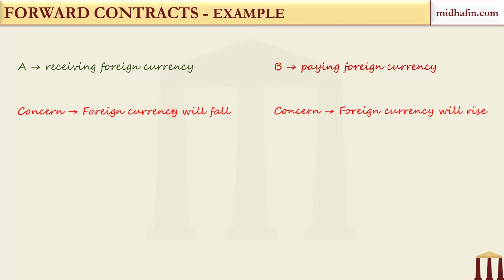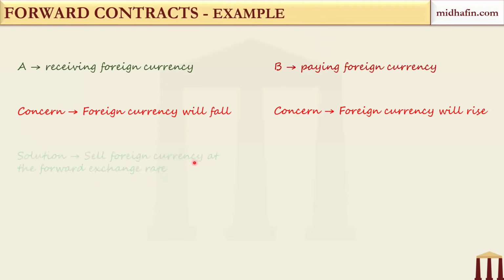So that's the concern for A. And the concern for B is that the foreign currency will rise, because B has to pay foreign currency after some time. And if the foreign currency value rises as compared to domestic currency, it means in terms of domestic currency, B will have to pay more. So that's the concern for B. So what is the solution? Okay, here comes the role of the forward contracts.